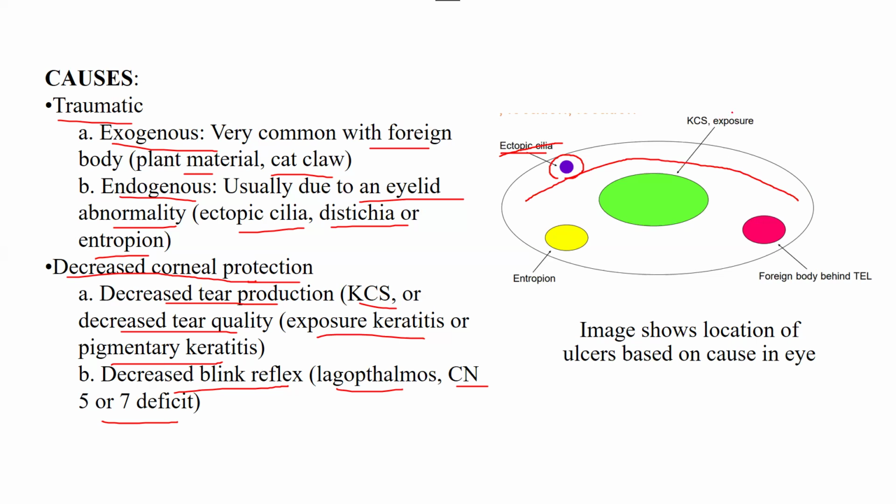If it is due to exposure keratitis or KCS, the ulcer is going to be formed in the middle area. If it is due to entropion, it is going to be in the lower area. If it is due to any foreign body, the ulcer will form in this region. So that is one of the location patterns of ulcers based on the cause behind.